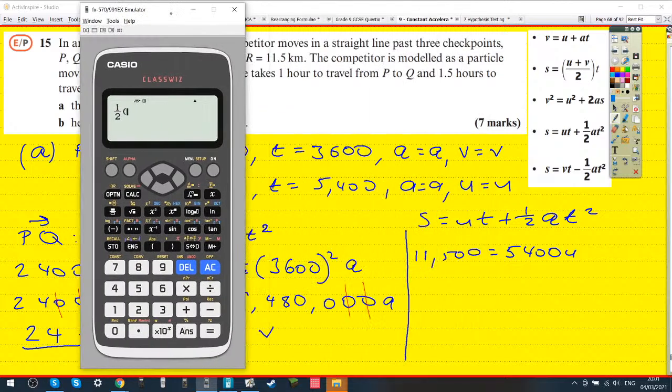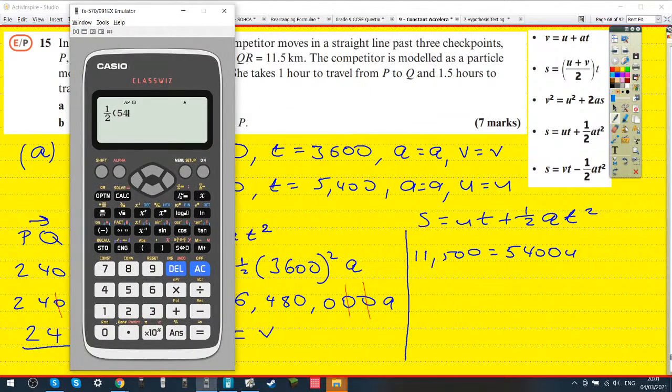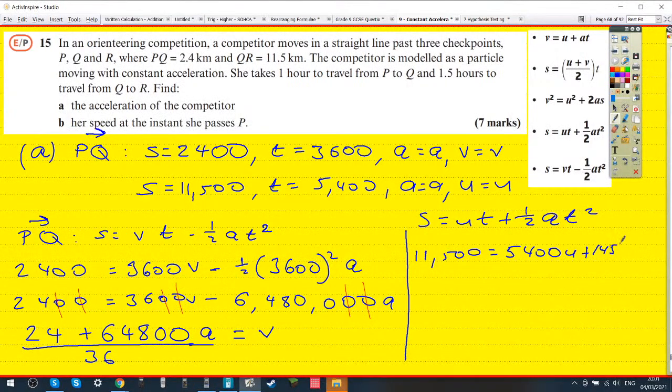What is 5,400 squared? 29,160,000. And then it's halved, which is 14,580,000A. Okay, and how are these two equations connected?